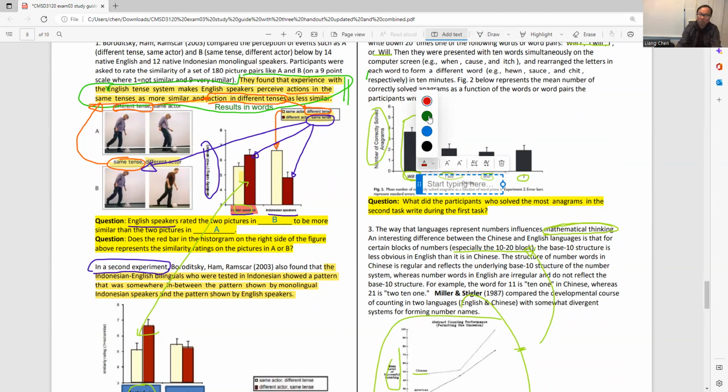Four groups of participants. And the first one, this group did better. Okay, did the best. Solved the most anagrams. So very clear.